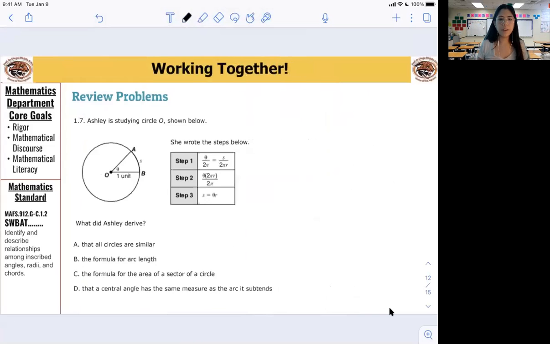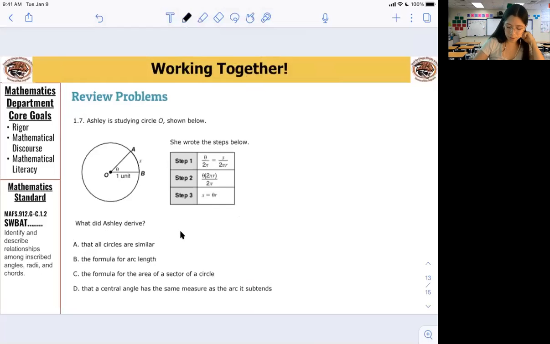Okay. So with that in mind, let's take a look at this one. I'm going to do these together because I just want to make sure we understand it. Ashley is studying the circle below, and she wrote the following steps. What did Ashley derive? Ashley wrote theta over 2 pi equals s over 2 pi r. We know that theta is the angle measurement. So what's this? The radians? Yeah, this is the total radians in the circle.